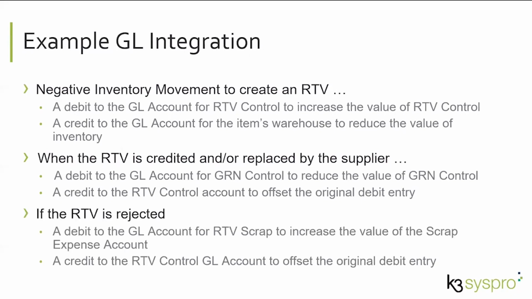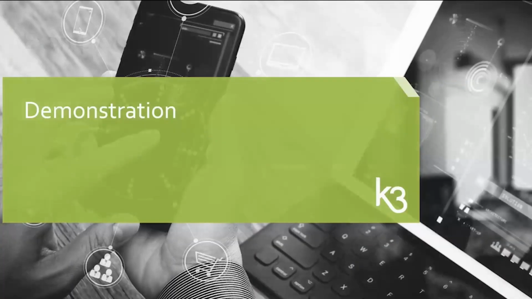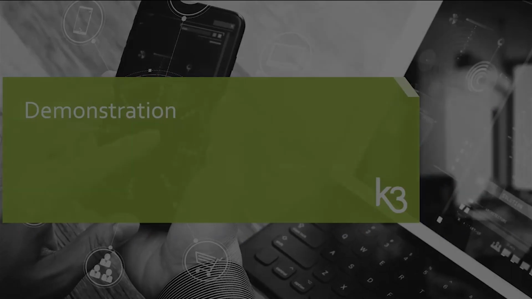If the RTV is rejected, this will generate a debit to the GL account for RTV scrap to increase the value of the scrap expense account and generate a credit to the RTV control GL account to offset the original debit entry. We will now proceed to a demonstration of the Return to Vendor module.